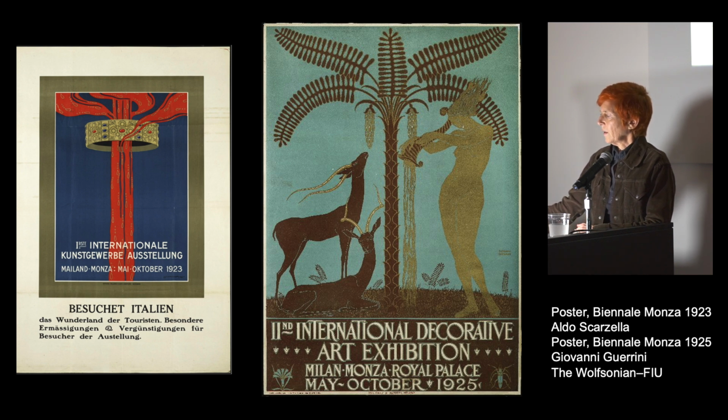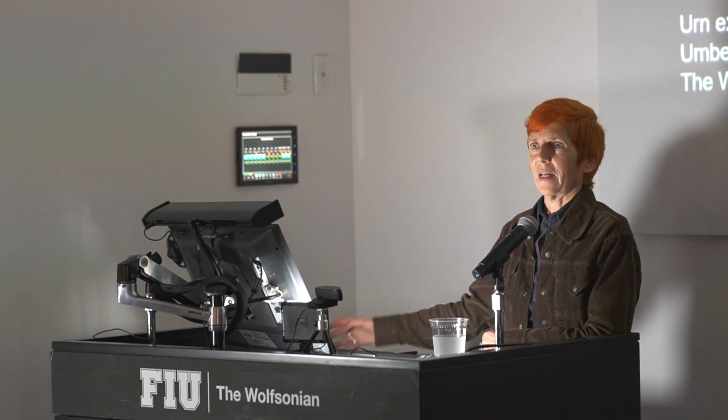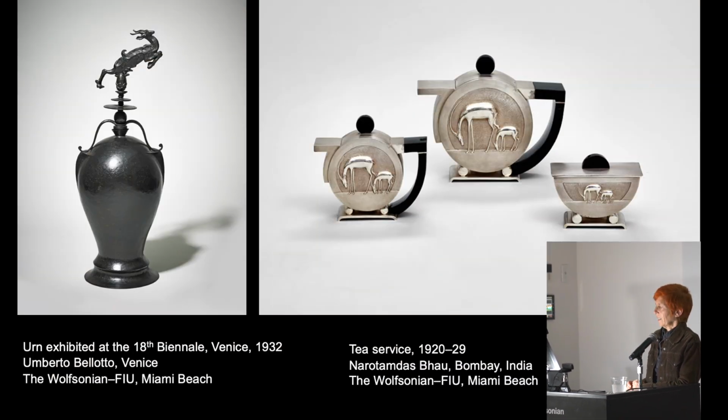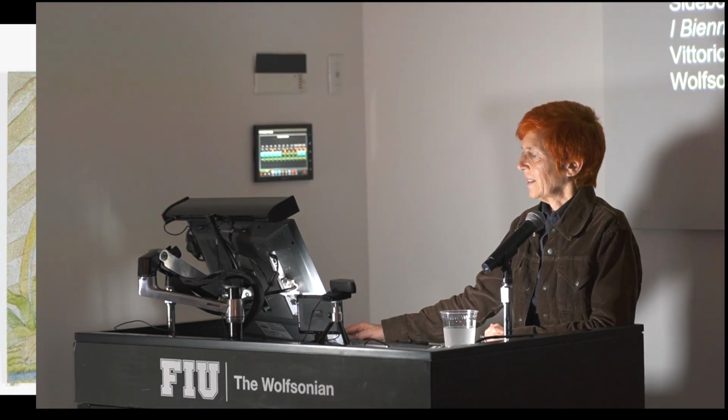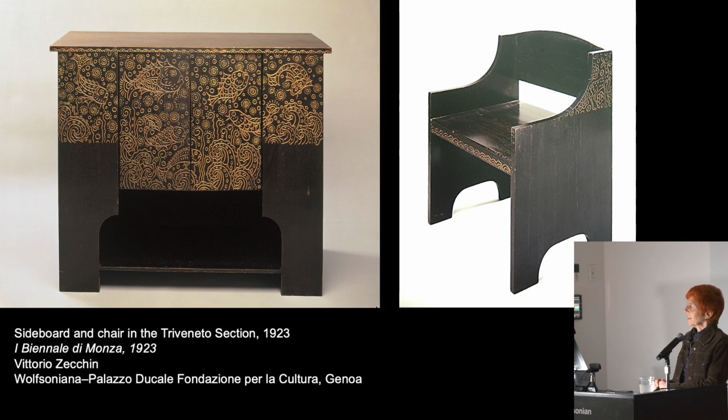And you can see in the poster the motif of the gazelle, which is another leitmotif of Art Deco. And you can see how it was interpreted in this beautiful tea set in Bombay, and also on this screen by Kenneth McIntyre. I'm not sure about the pronunciation. And you can see it on the chair by Vittorio Zecchin, who was an artist active in Venice. They presented this beautiful furniture, which is in the Genoa Wolfsonian collection, in 1923. So you can see the influence.